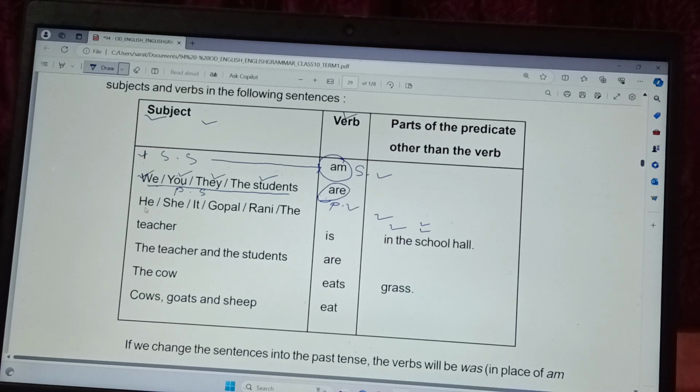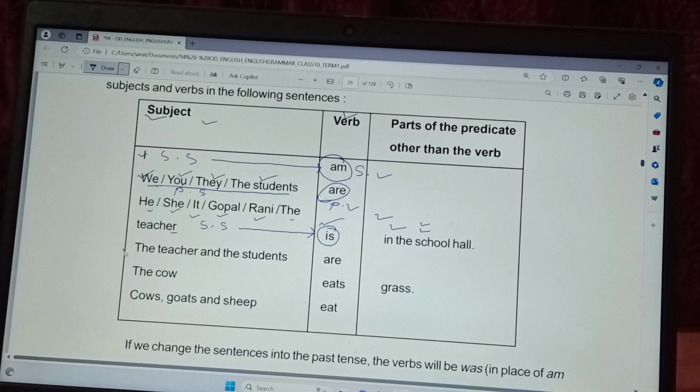Proceed on, guys. He is a subject. She is also a subject. It is also a subject. Gopal, Rani and the teacher. The teacher, guys. So these are called SS, singular subjects, and the singular subject always agrees with a singular verb. So we say he is in the school hall. She is in the school hall, like this, guys.